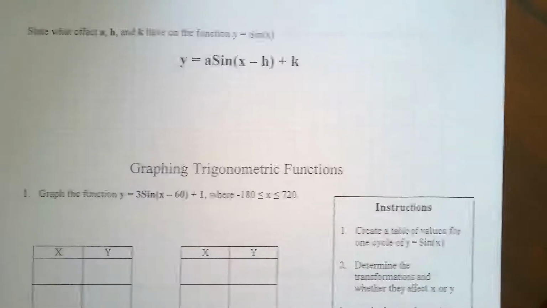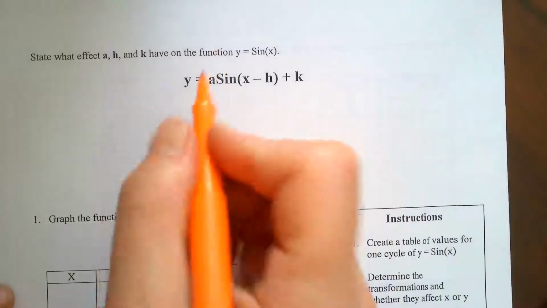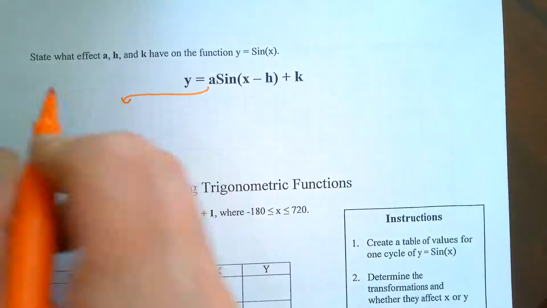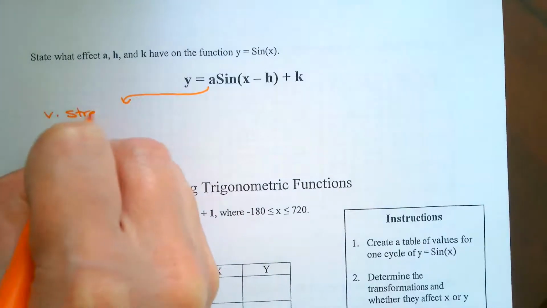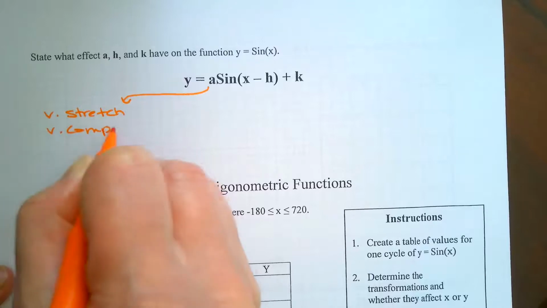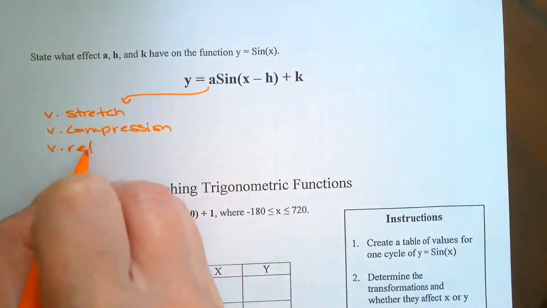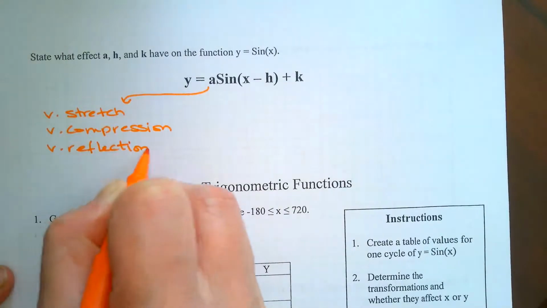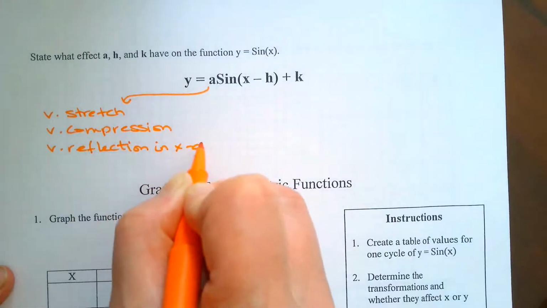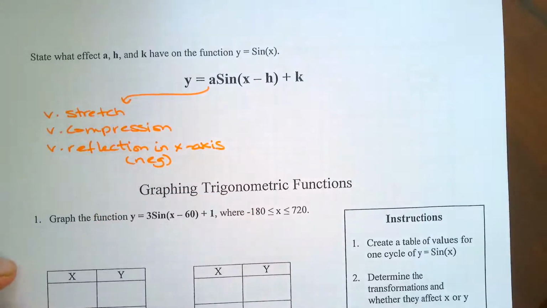Okay, so let's look at what effect each of these had on sine x. So if I look, A does the same thing it's always done. So A gives me my vertical stretch, my vertical compression, and it will have a vertical reflection in the x-axis if there's a negative in front.